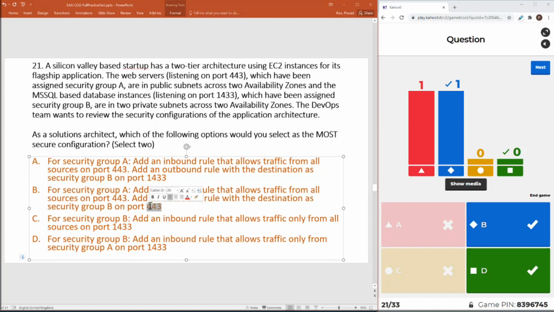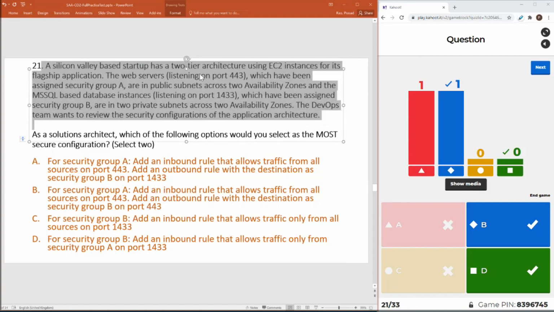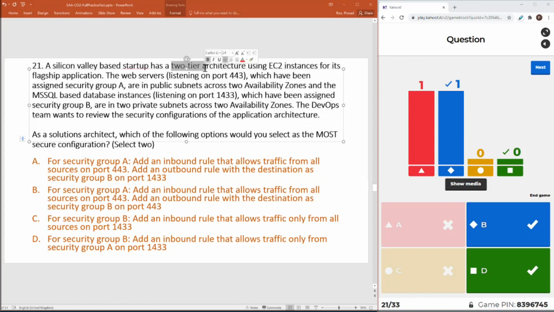I'm not saying it's not a tough question, but having that mental model in your mind is key. Whenever they start talking about infrastructure, just put it into your mental model. It simply said that this is a two-tier architecture. Good enough. So there are two layers. Using EC2 instances as its flagship application. Okay, that means it's a web application, which is a two-tier application. Web servers, and they have mentioned it is in security group A, are in the public subnet. So you should have that picture coming up in your mind automatically.